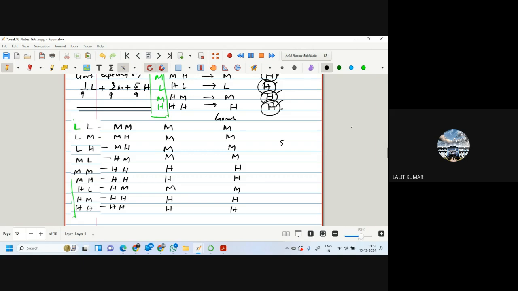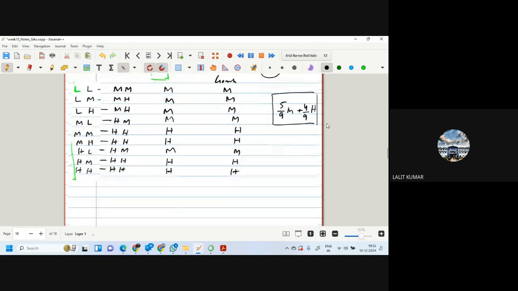So 5 by 9 times you are paying M, and 4 by 9 times you are paying H. So this strategy will be good only when this payoff, 5 by 9 M plus 4 by 9 H, is less than 1 by 9 L plus 3 by 9 M plus 5 by 9 H, because then only the government expenditure is less.